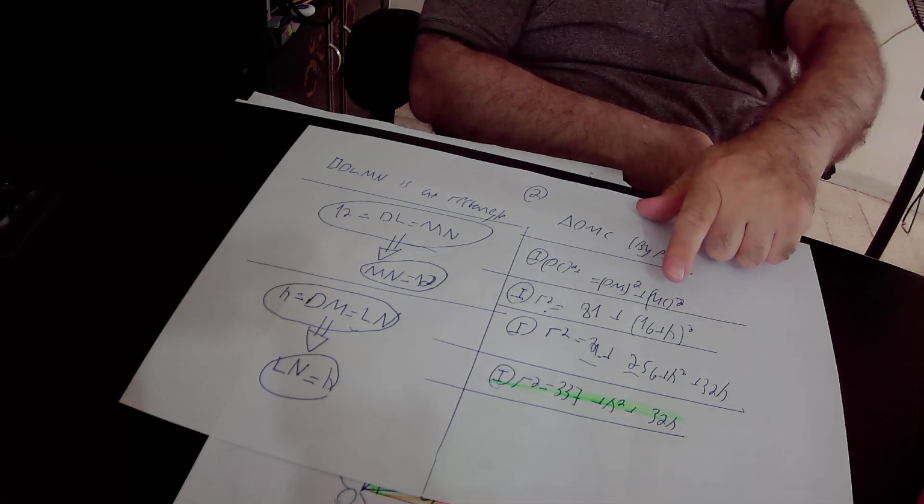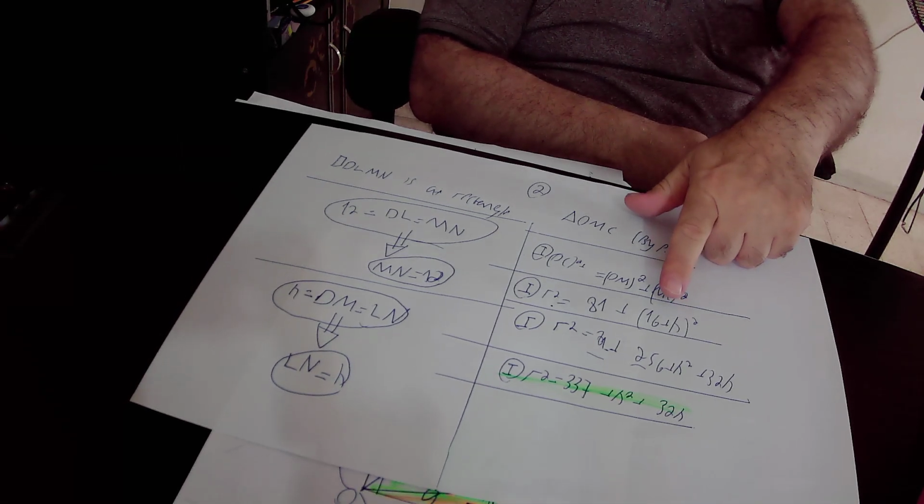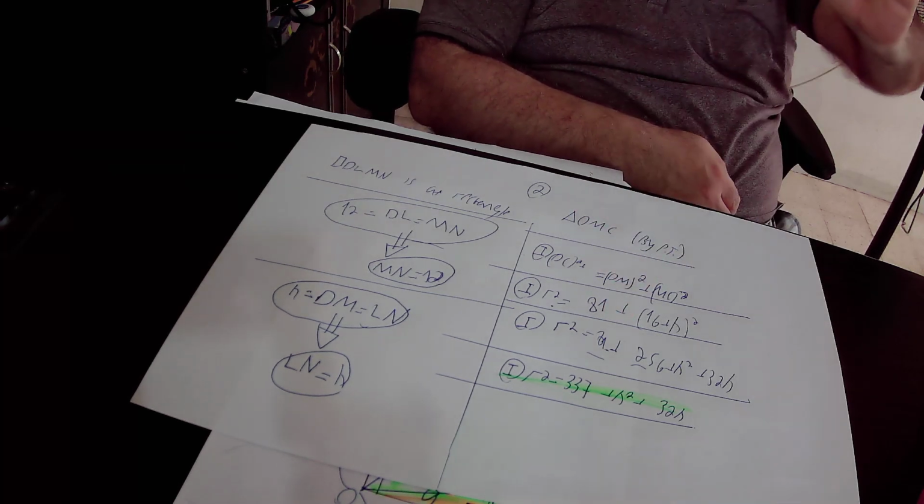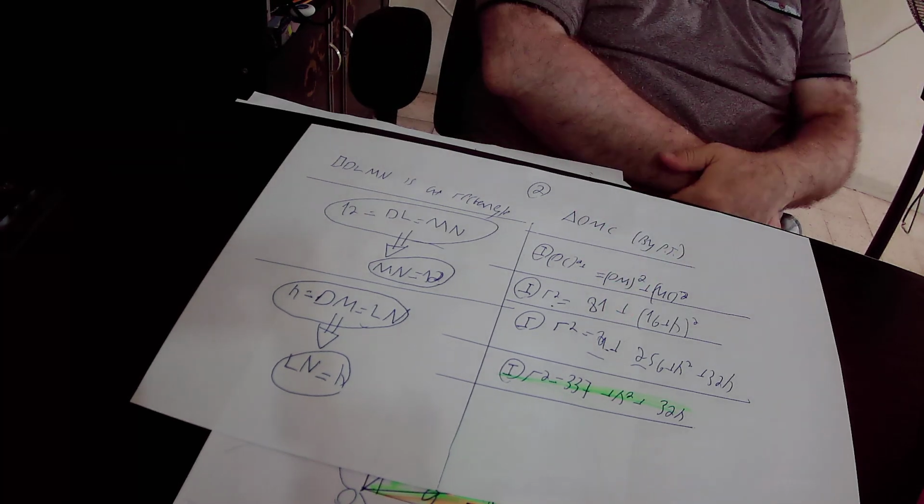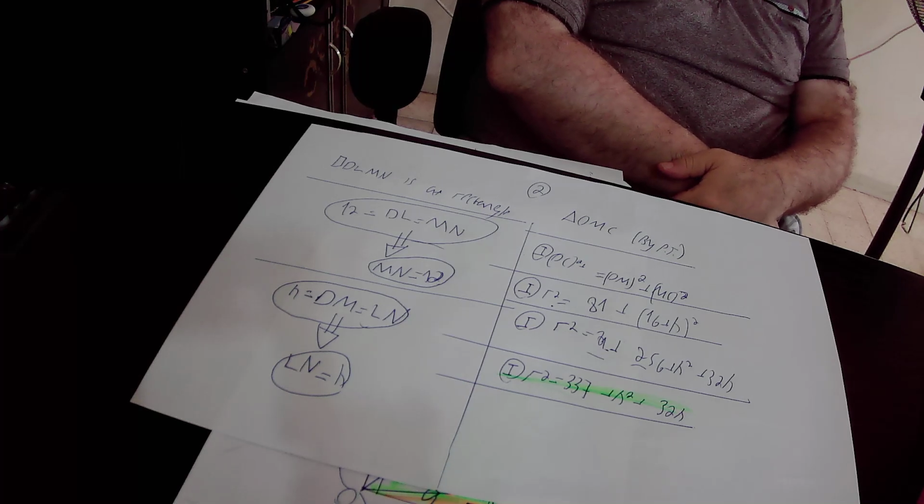Here, 256 plus 81 equals 337. So according to equation number 1, we found out that r squared equals 337 plus h squared plus 32h.